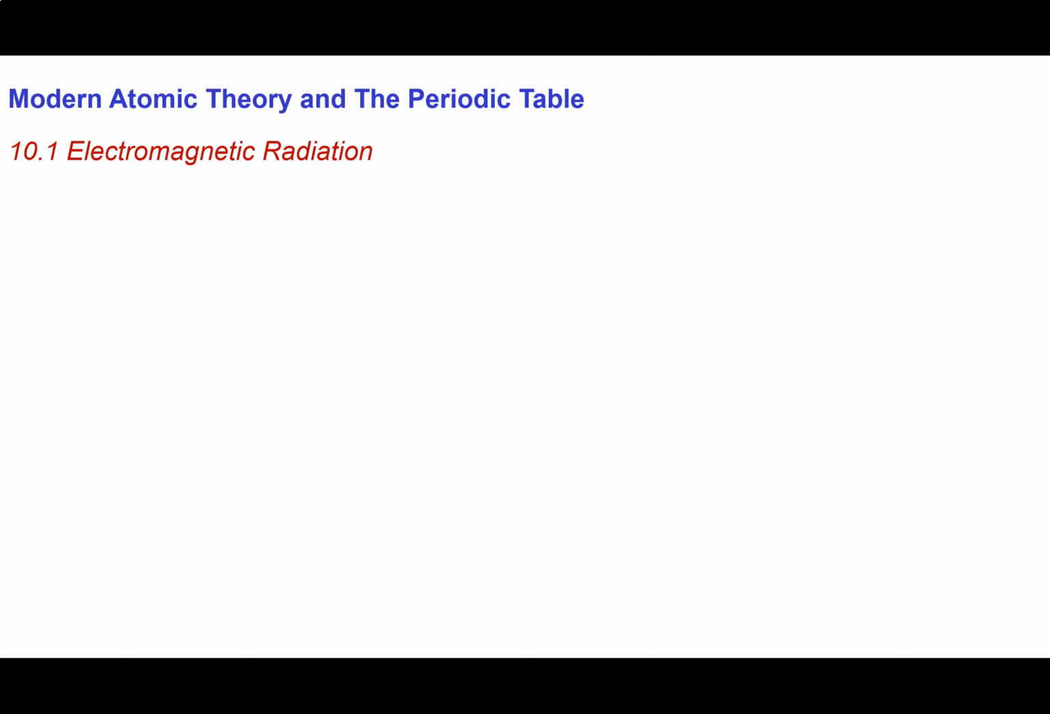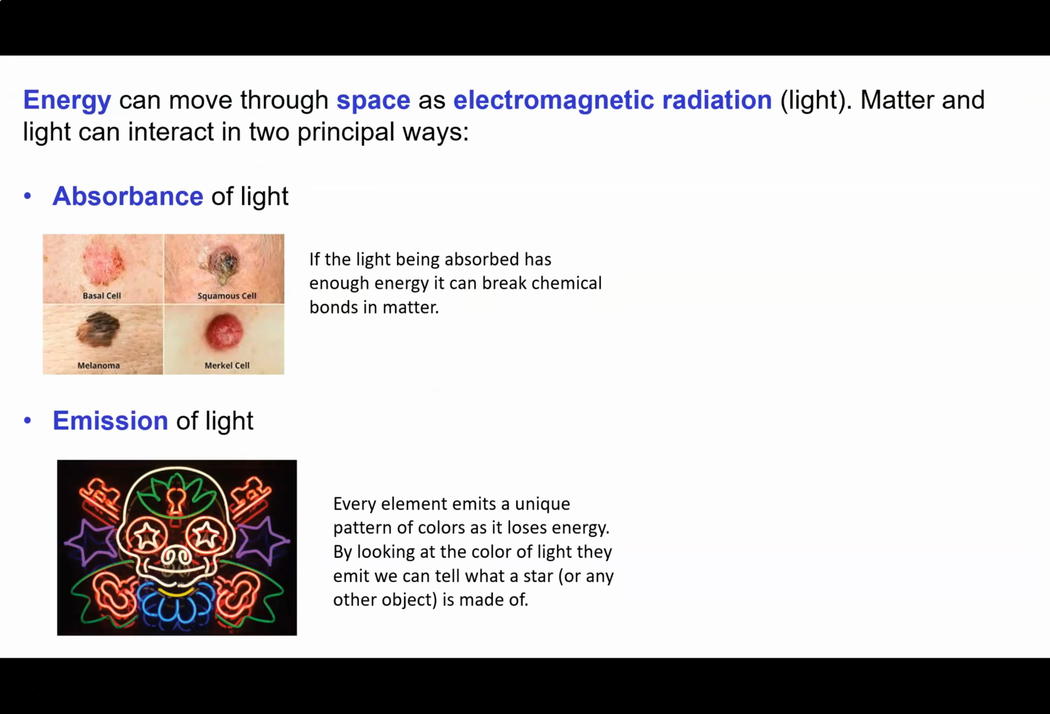Now, the development of modern atomic theory began with an understanding of what we call electromagnetic radiation, also known more commonly as light, and how that light interacts with matter. Energy can move through space as electromagnetic radiation, or what we call light. Unlike sound, which needs to move through a medium, or energy moving through an electrical cable, electromagnetic radiation can move through empty space.